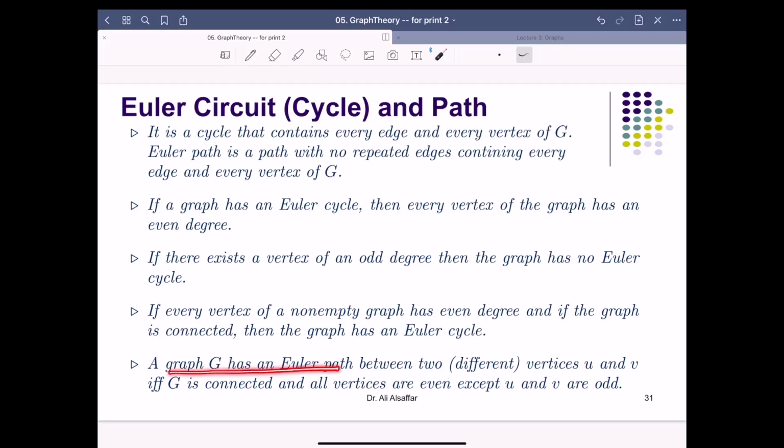Now for the Euler path. A graph has an Euler path between two vertices U and V, and usually we check for an Euler path if an Euler cycle does not exist. An Euler path between two vertices U and V exists if the graph is connected and all vertices are even except U and V. So if you have a connected graph and all vertices are of even degree except exactly two, not one, exactly two, then there is an Euler path between U and V.